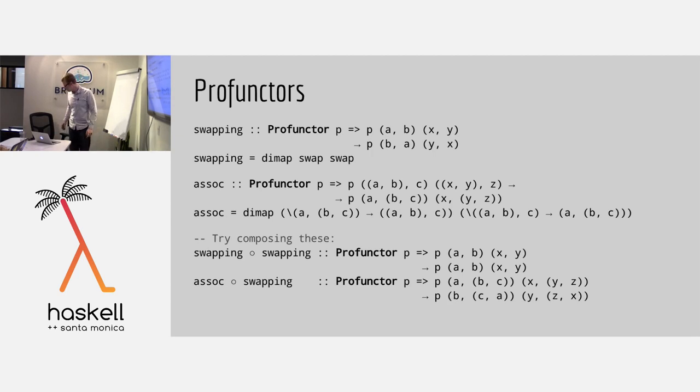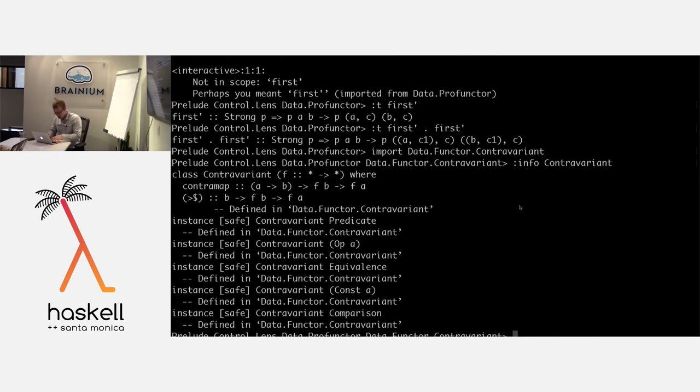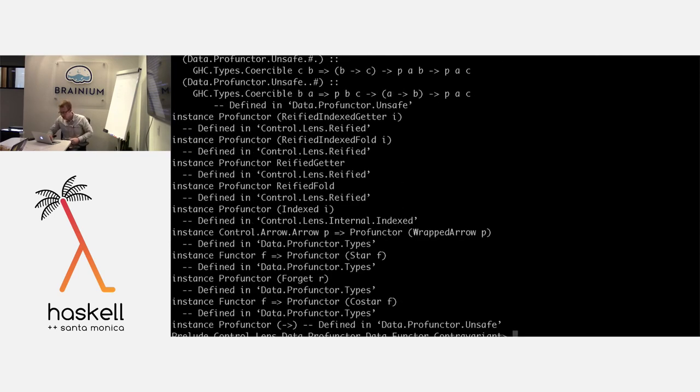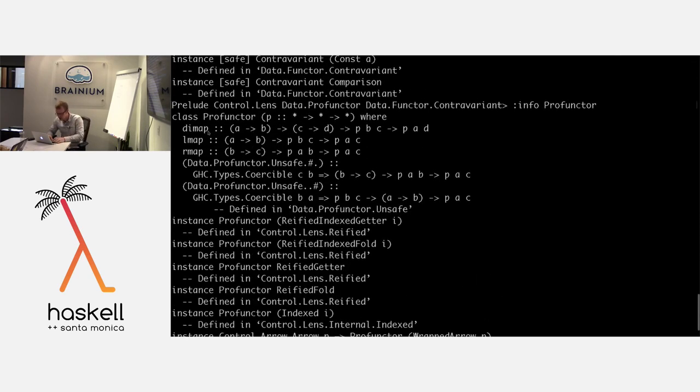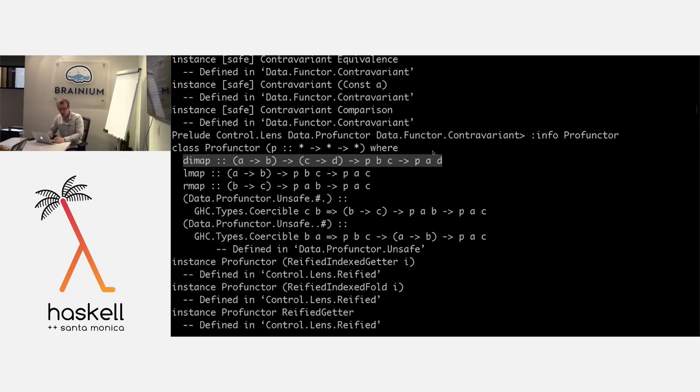Okay. Actually, let's just write these out. So here's data.profunctor loaded up. Let's see, we'll do info on profunctor. So we have this die-map operation here. Okay. Is this readable, by the way? Yes. Bigger? Okay. So this is the function that I had on the slide, right? So I have something, this A to B, that acts contravariantly in the first argument, and C to D that's going to act covariantly in the second, and I can take a PBC to a PAD by applying each one, okay?